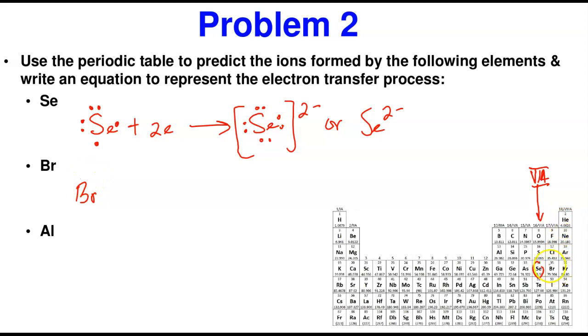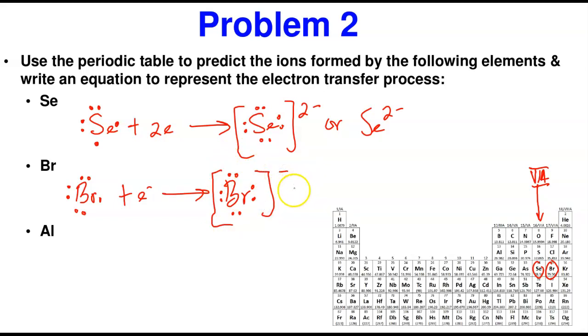Bromine again is in group 7. Of course, let's look at it. It's in group 7 here. Group 7 means you just have to get only 1. If you put the dots, you're going to have 7 dots around it. It's going to accept 1 electron to become the bromide ion. And again, you have to surround it by exactly, remember, apart from lithium and hydrogen, the rest of them must have 8 electrons in the outermost shell. So this is going to be this, or of course we write it this way as Br minus.